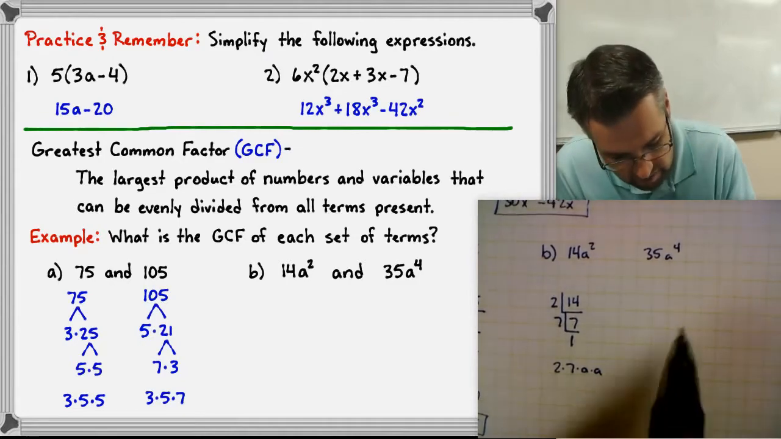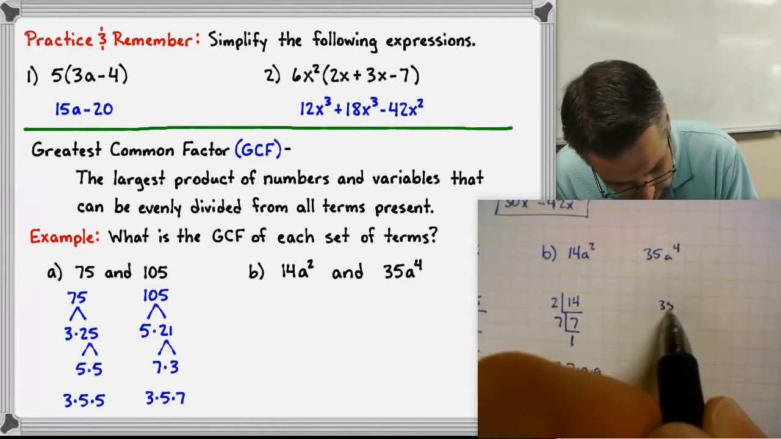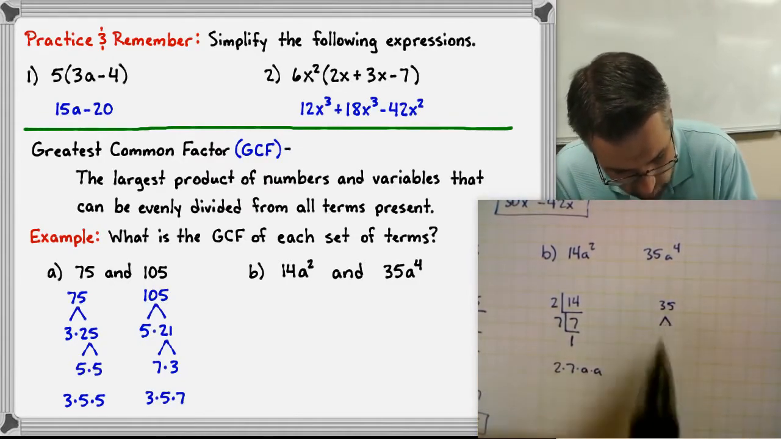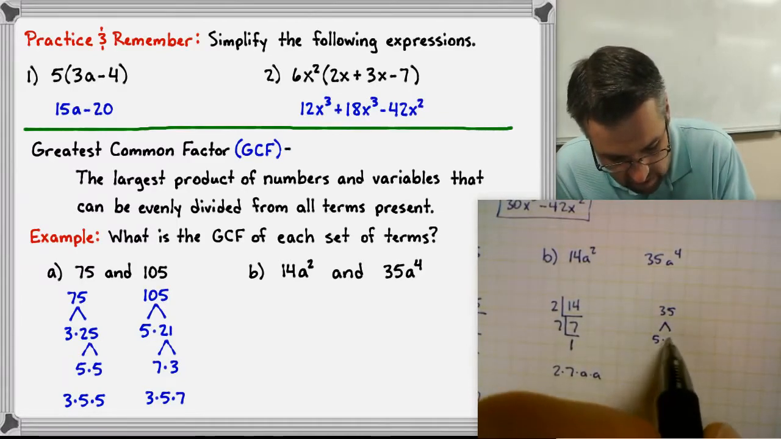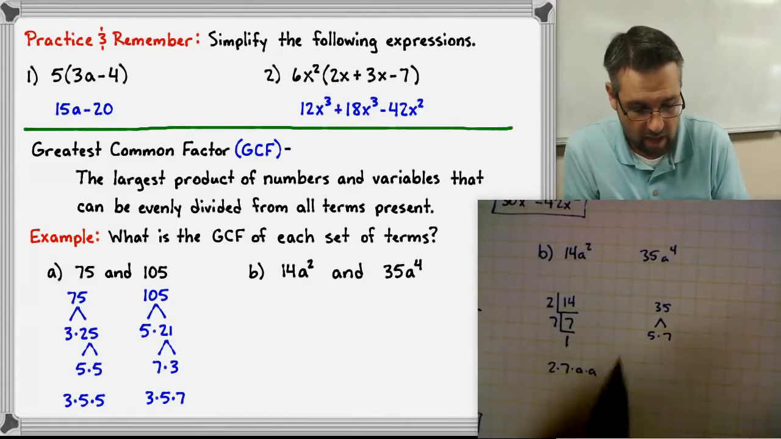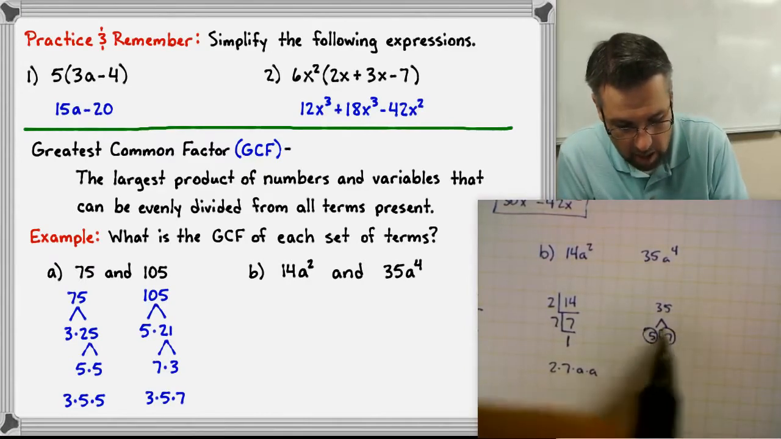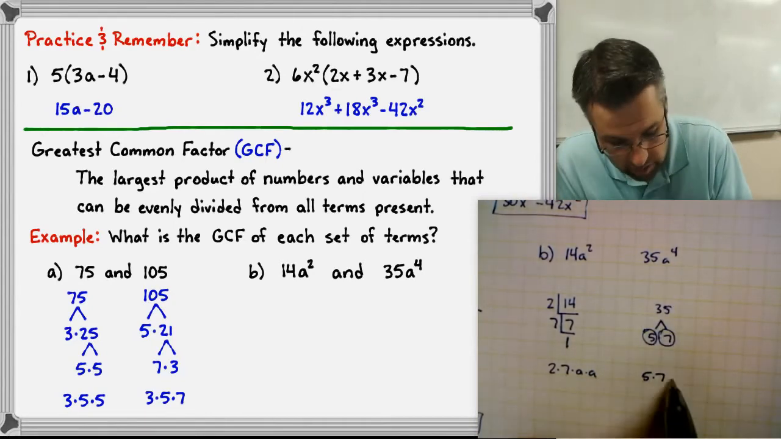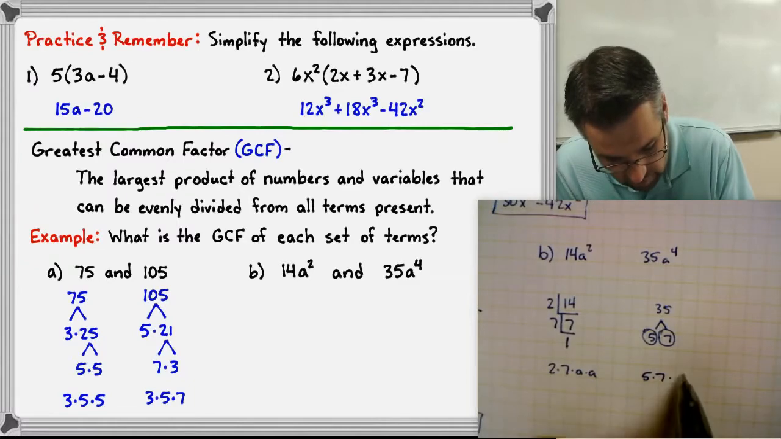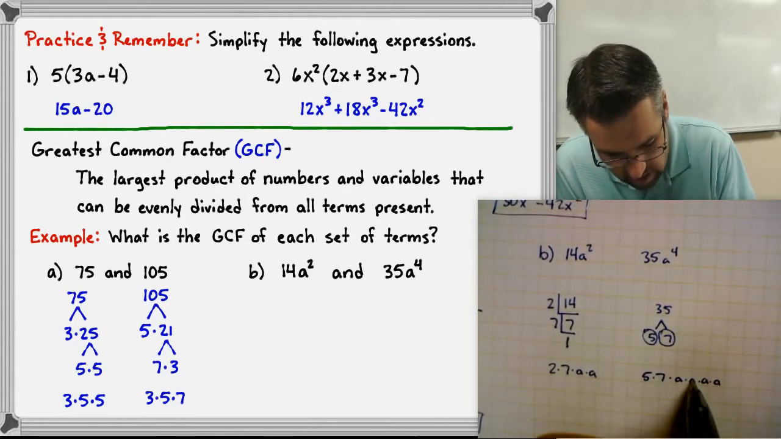Let's go ahead and do the 35. I'll do the factor tree method here. 35, what can I divide out of 35? Well, I can divide it by 5. So 5 times 7 is 35. And because 5 and 7 are both prime, I'm done factoring. So I'll carry those down. 5 times 7. And now we want to deal with the exponents or the variables. So we have a to the fourth. So that's going to be a times a times a times a.